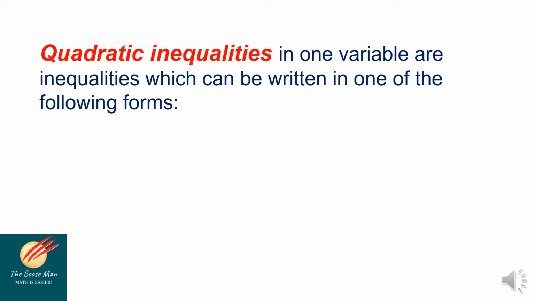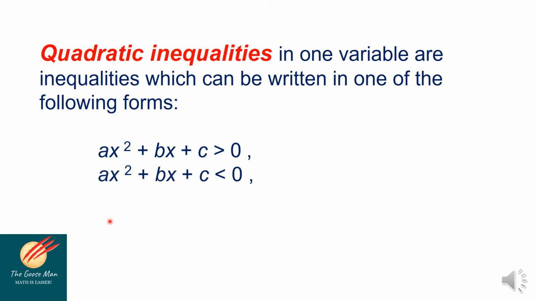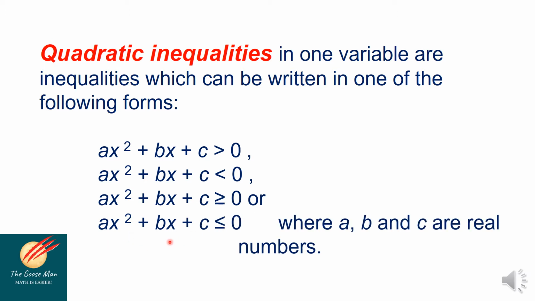Quadratic inequalities in one variable are inequalities which can be written in one of the following forms. We can have ax squared plus bx plus c is greater than 0, or ax squared plus bx plus c is less than 0, or ax squared plus bx plus c is greater than or equal to 0, or ax squared plus bx plus c is less than or equal to 0, where a, b, and c are real numbers. And take note that a should not be equal to 0. Otherwise, it will result only in a linear function or equation.